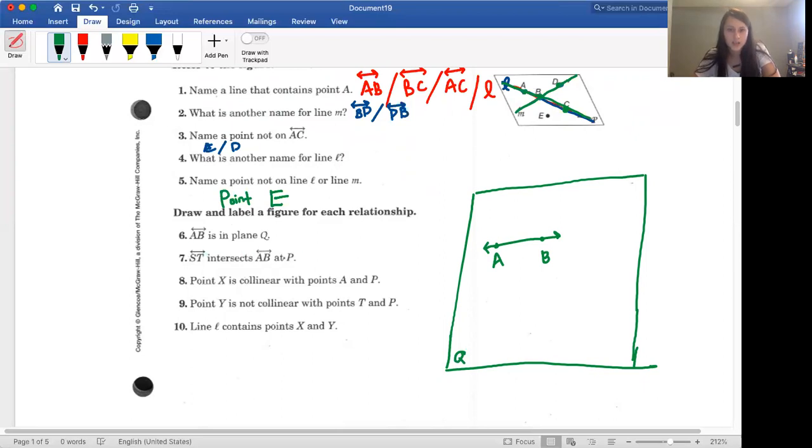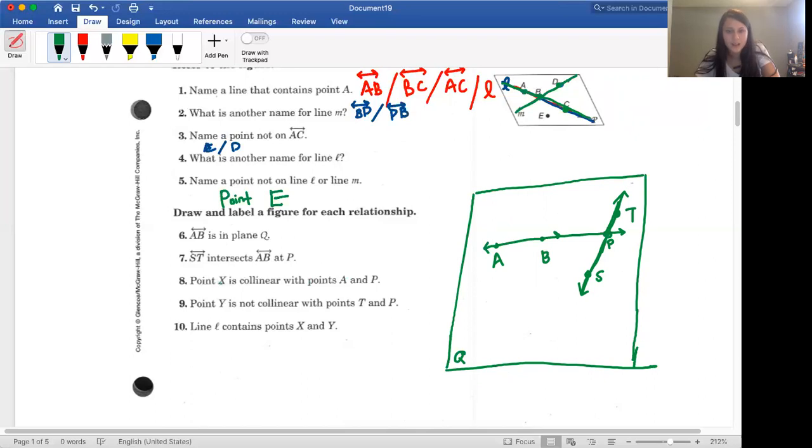ST intersects AB at P. All right, so let's say I've got a point. I'm going to actually draw this longer. So I've got a point P right here. And it says ST intersects at point P. So this is my line. That's intersecting, meaning crossing over S and T. Sorry if my drawing is not the greatest. And they intersect at point P. So this is the place they cross over.